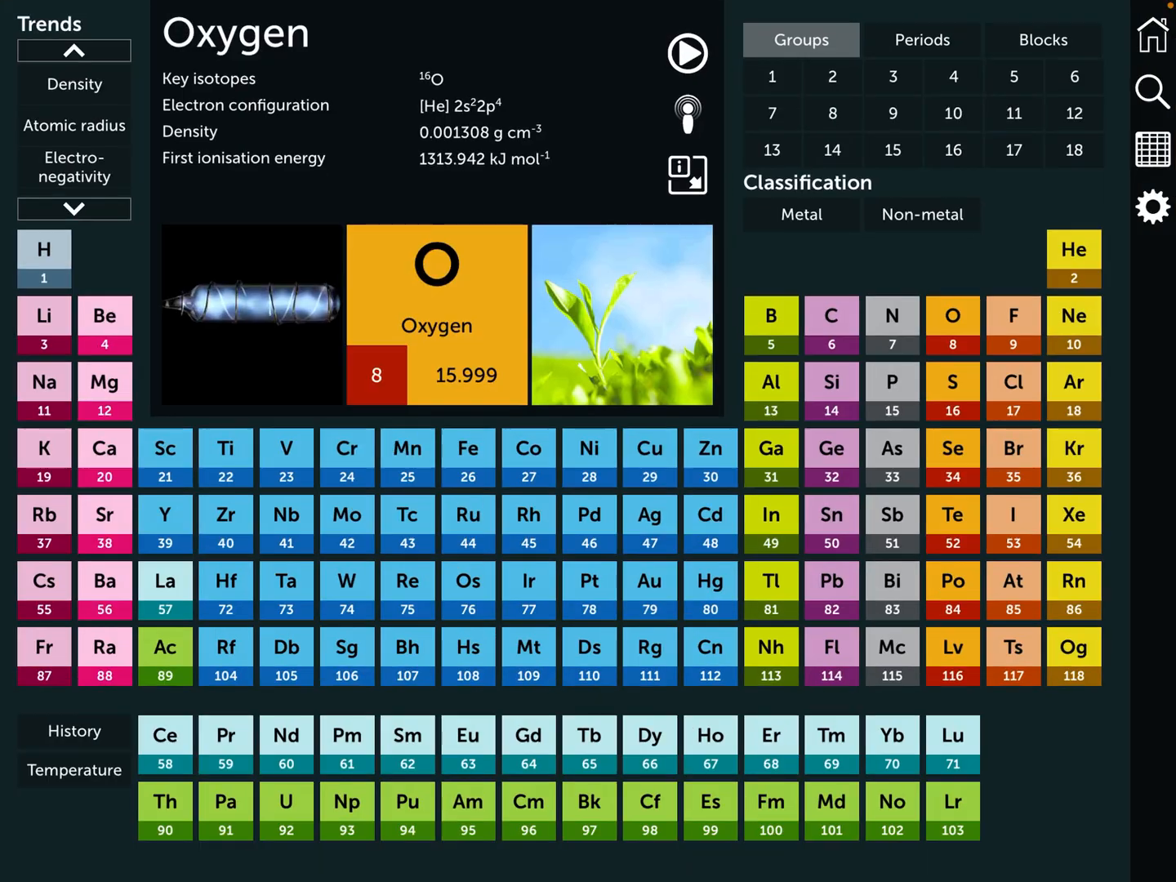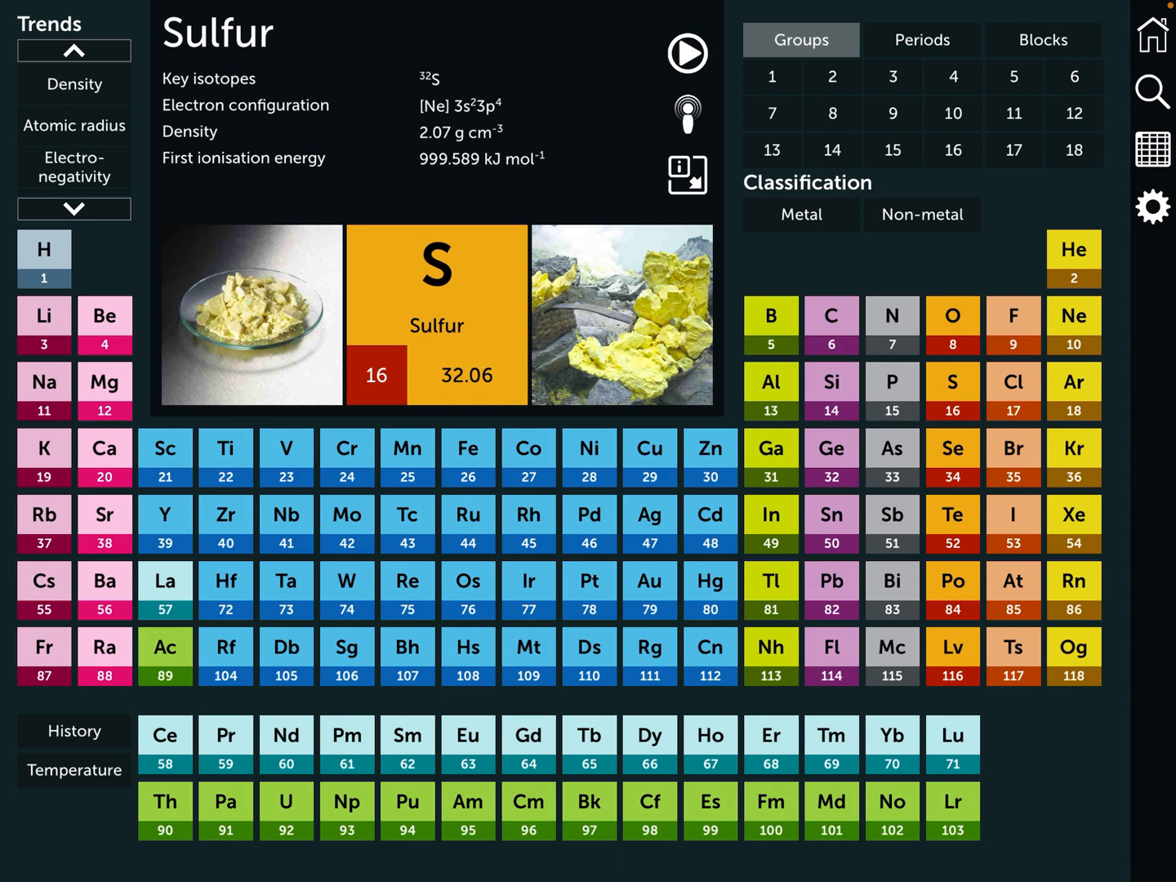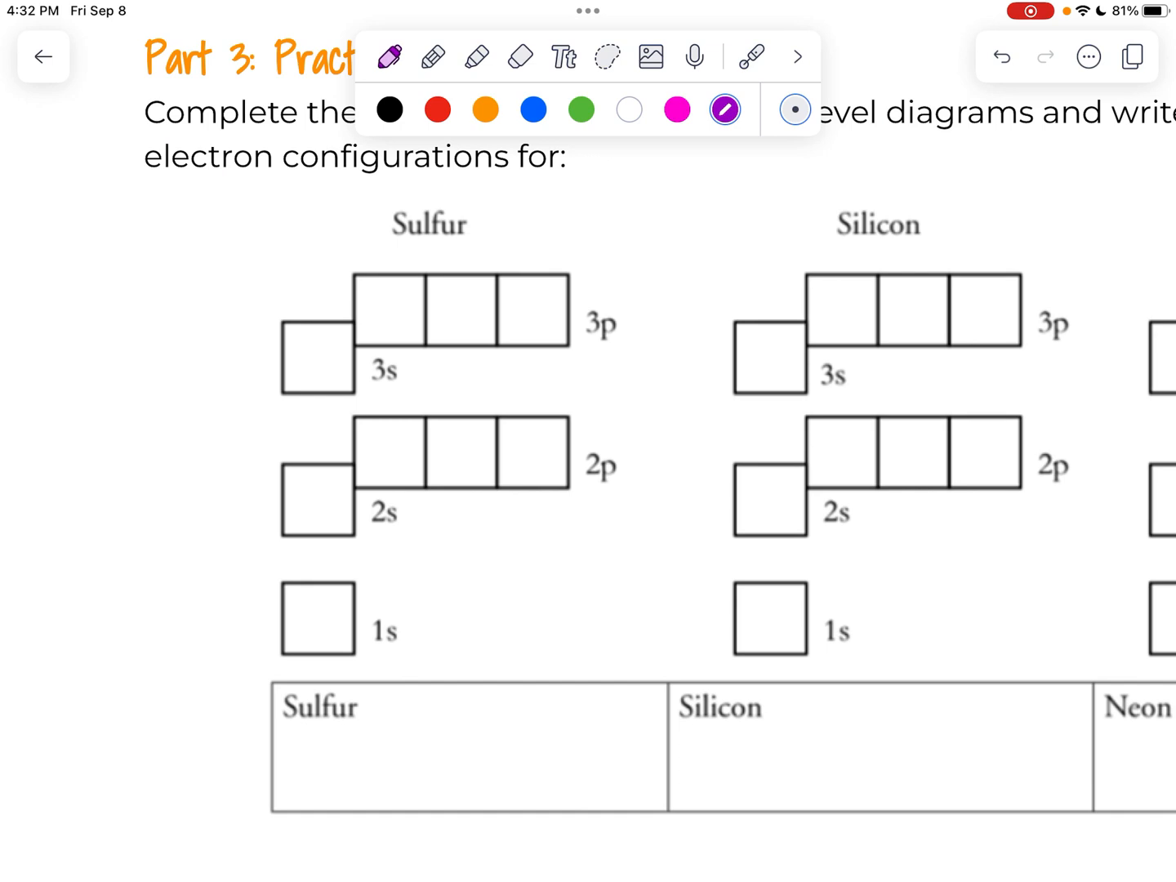So what I can do is take a look at my periodic table and find sulfur, which is right here, and its atomic number is 16, meaning it has 16 protons. That means if it's neutral, it's also got 16 electrons. So I know I need to fill 16 electrons in. I'm going to write myself a little note up here to remind myself that I need 16.